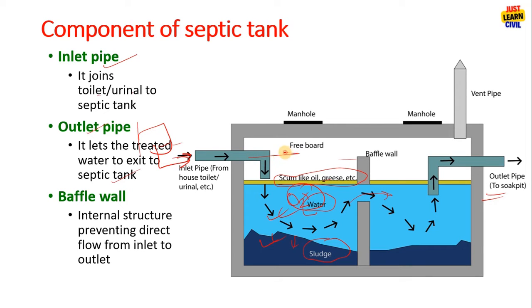Suppose the sewage passes from the inlet pipe here, and if there are no baffle valve, then it will directly pass from the outlet pipe. This will give no time to treat the effluent, and the effluent untreated will go to the soak pit or the septic tank. Again, it will be leaked to the environment and cause pollution to the soil and water.